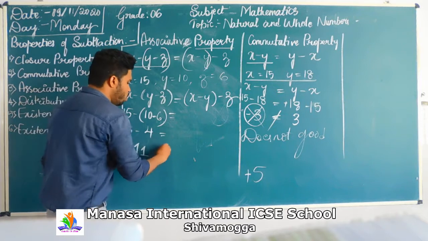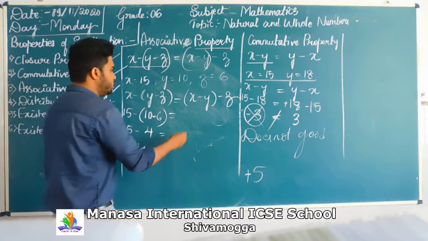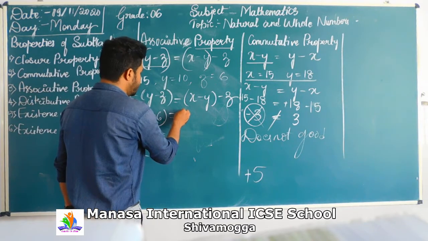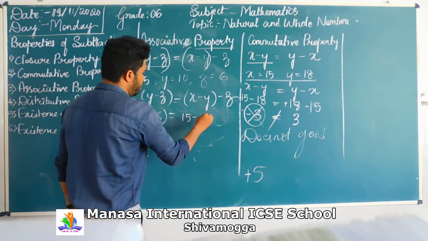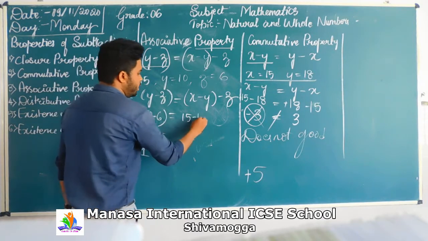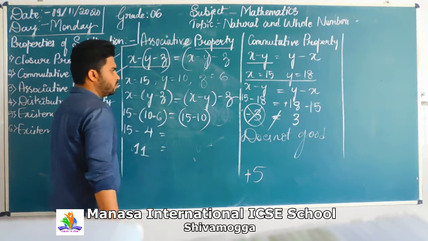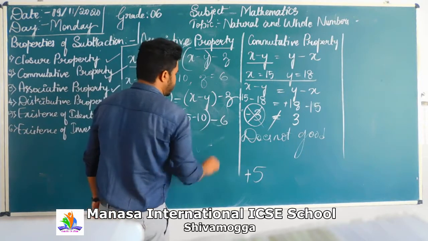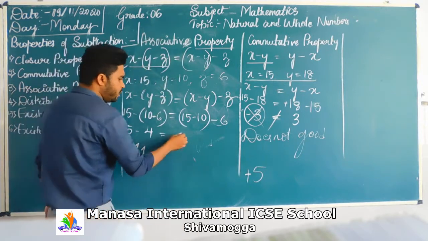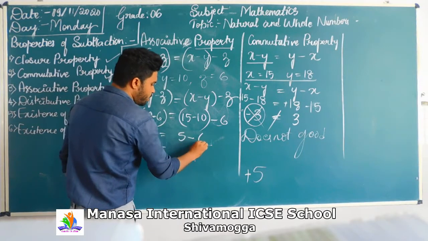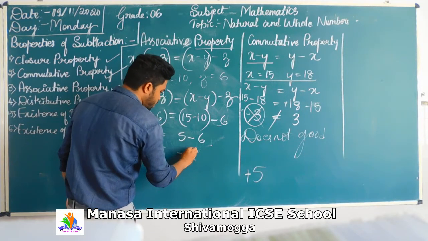11. Then you got as what? 11. So let us see this. So it is now 15 minus 10, then minus 6. 15 minus 10 is 5. 5 minus 6 is minus 1.